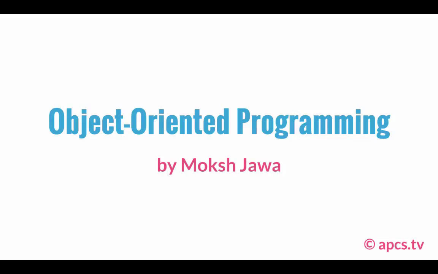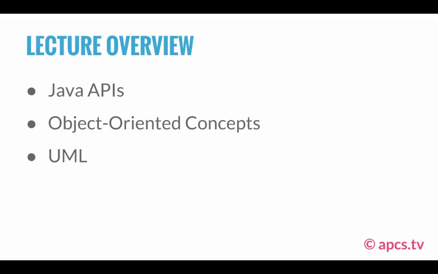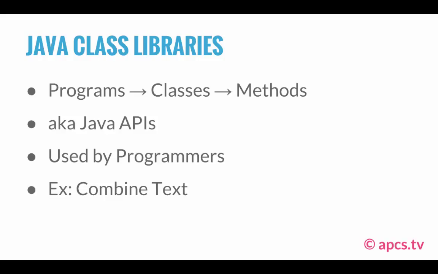Welcome to Object-Oriented Programming. I'll be going over Java APIs, or Java Application Programming Interfaces, concepts of object-oriented programming, and UML. Let's start off by taking a look at Java class libraries. Java programs are made of pieces called classes, and these classes are made of methods. Methods perform tasks and return information.